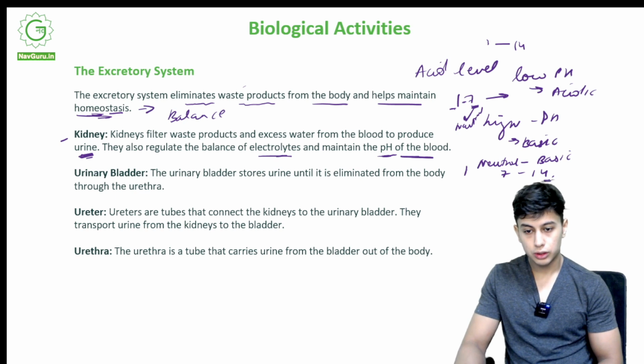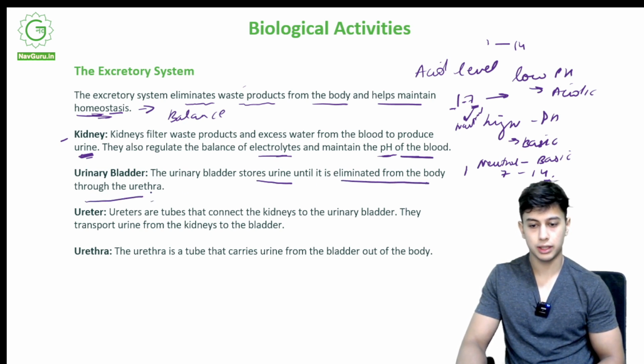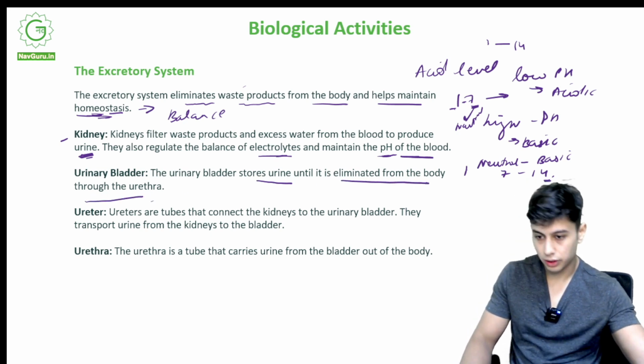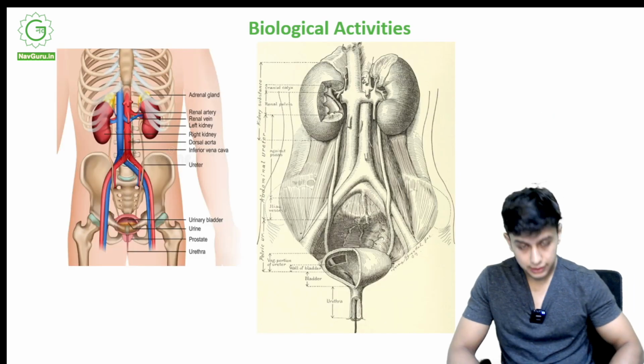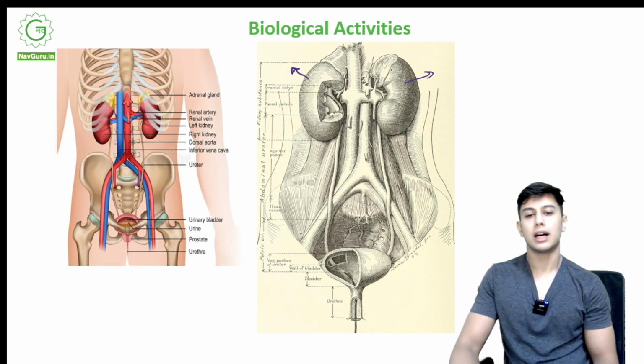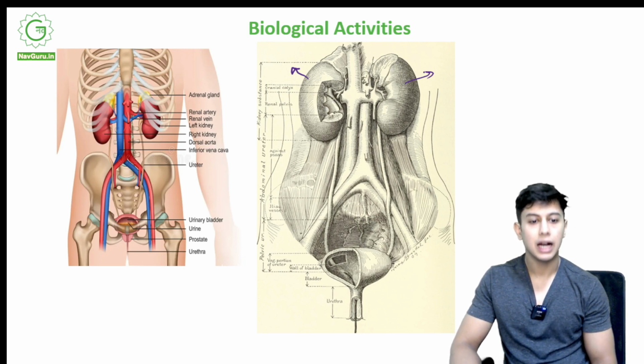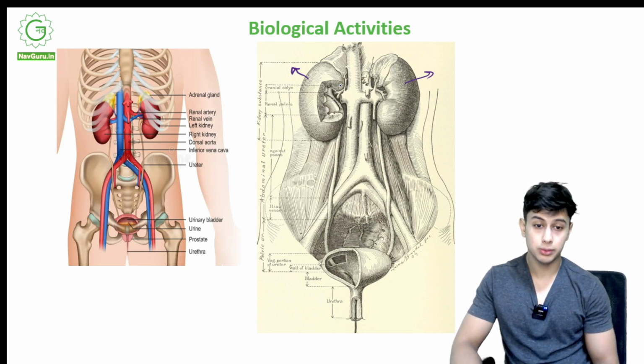So the urinary bladder stores urine until it is eliminated from the body through the urethra. I will show you all of these. Let's see this diagram of the kidney. These are the kidneys. What is Rajma called? It is called kidney beans. Why? It looks like the kidney and it is helpful for our kidney as well.